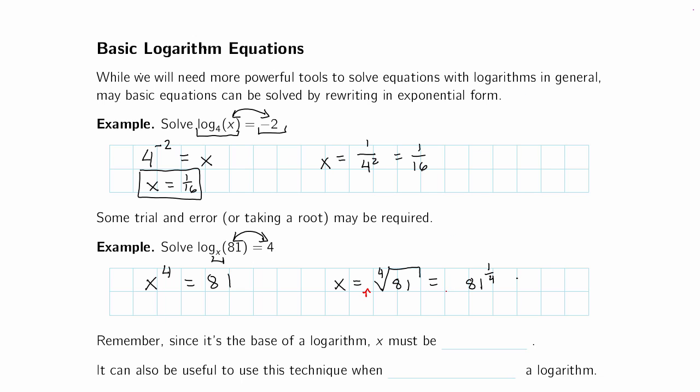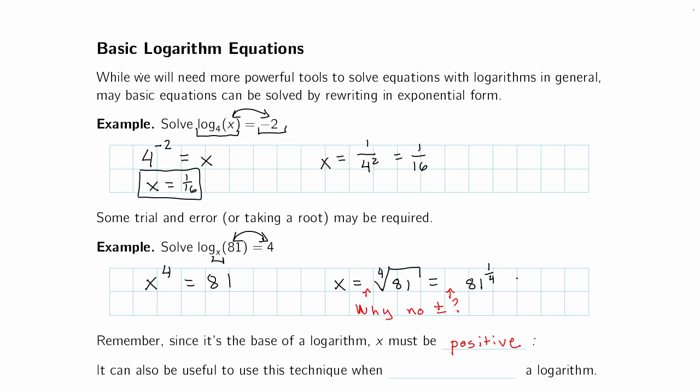Now you might be thinking, wait a minute, I'm taking an even root here. Don't I need a plus or minus? Why don't I need a plus or minus here? Well, my variable x comes to me in my equation as the base of a logarithm, which means that it must be a positive number. Right? Bases of logarithms are only allowed to be positive numbers that are not 1.